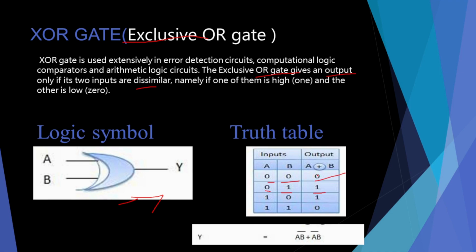This is a shortcut method to find out the truth table for XOR gate. So 0 0 is the same input, you will find an output as 0. So 1 1 is also same input, means you will find an output as 0. So these two are different inputs, so you will get an output as 1. So if you get 1 as output, that is high value, and 0 as output, that is low value.